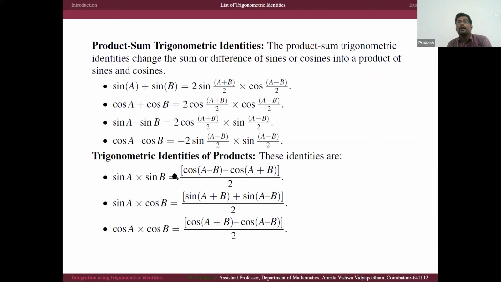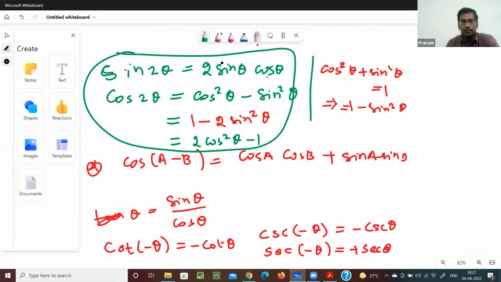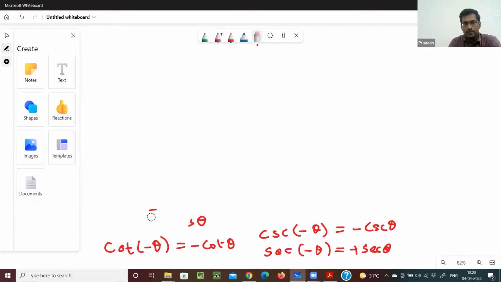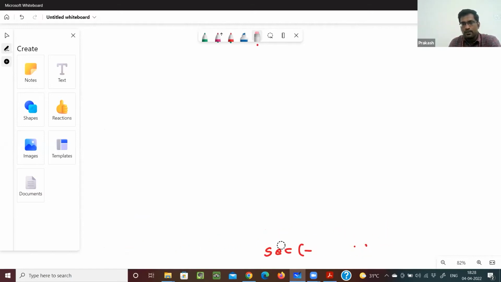Now we will come to the integration part, because first we need to know the important identities. If you know the trigonometry identities, then only we can evaluate the integral if the integrand involves trigonometry terms. That is the main important thing. So for the first problem, I will take a very simple one. Here I am taking sin x into cos x dx.